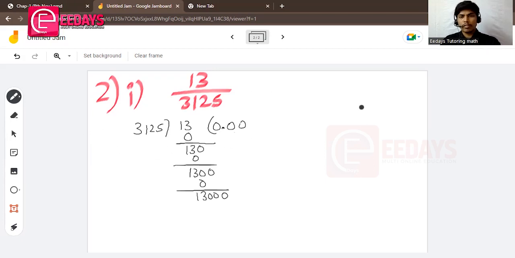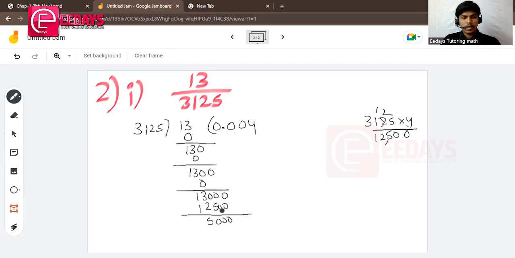Okay, let's do the rough work here. 3125 into 4, you'll get 4 5s are 20, 4 2s are 8, 4 1s are 4, 4 3s are 12. Okay, 12,500. It is less than 13,000. So that's why we can take 4 here. Now, what is the remainder we got? The remainder we got 500. I'm sorry, 500 we got.